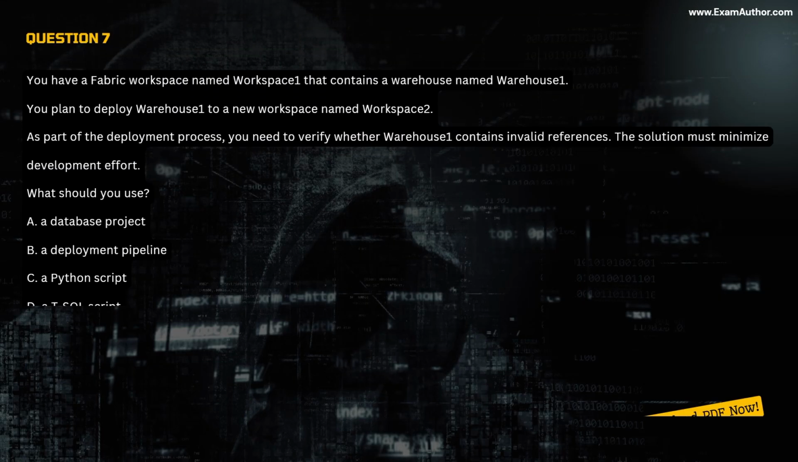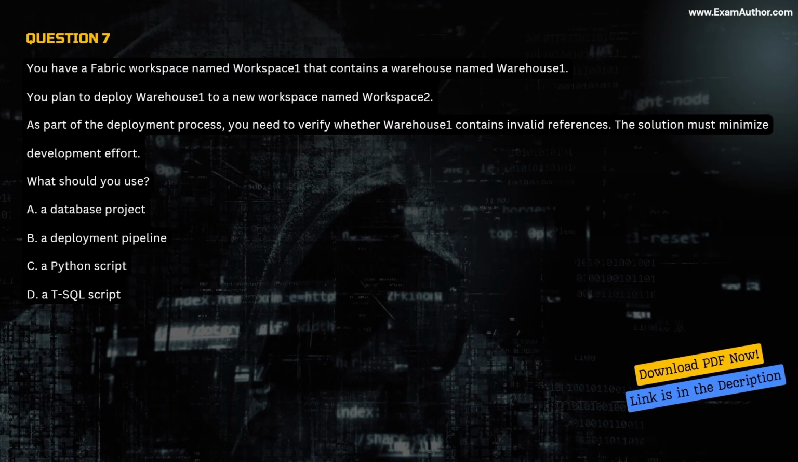Question 7. You have a Fabric workspace named Workspace 1 that contains a warehouse named Warehouse 1. You plan to deploy Warehouse 1 to a new workspace named Workspace 2. As part of the deployment process, you need to verify whether Warehouse 1 contains invalid references. The solution must minimize development effort. What should you use? A. A database project. B. A deployment pipeline. C. A Python script.